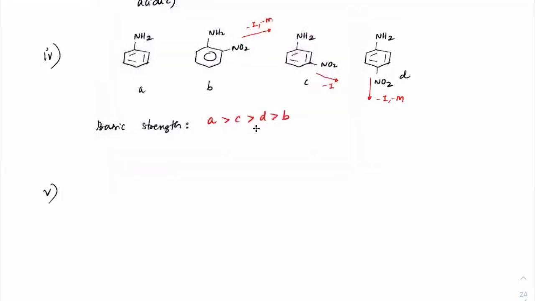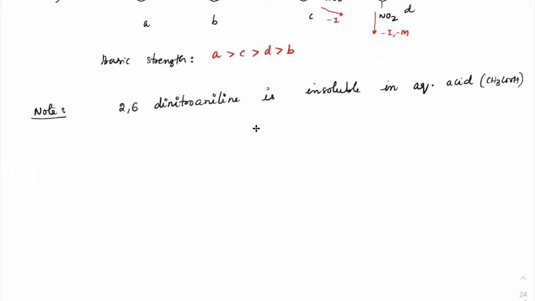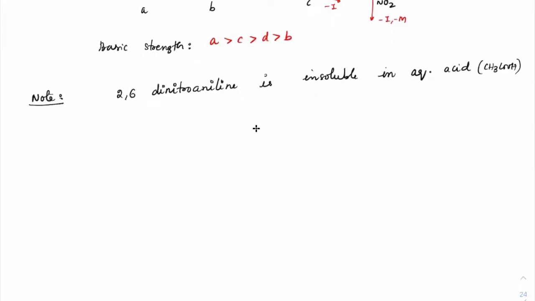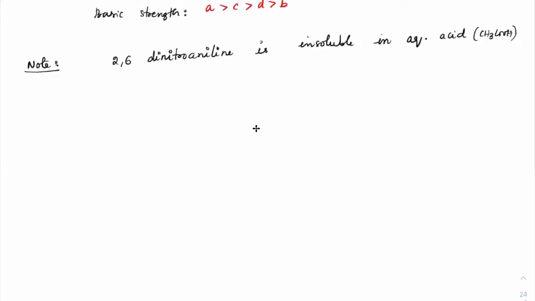Note that. Come to the next one. If you take 2,6-dinitroaniline, it is insoluble in any aqueous acid like aqueous acetic acid, CH3COOH. Normally it is basic. When it comes to any form of aniline, we assume they are basic and they should dissolve in any acid. But this particular base which we are taking, 2,6-dinitroaniline, is found to be insoluble in aqueous acid.